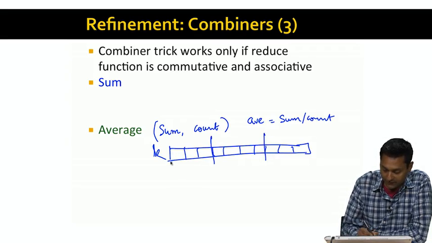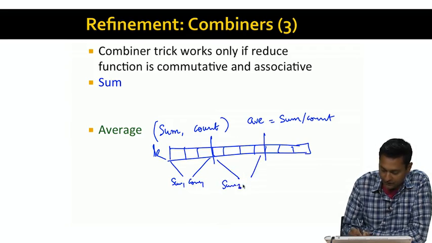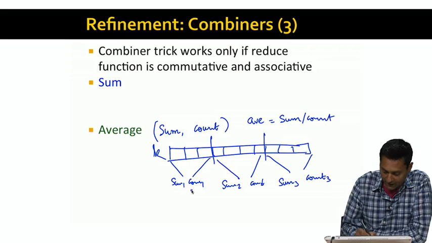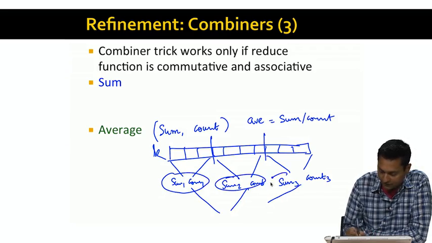Now the combiner, the first combiner computes the sum of this piece and the count of this piece. The second combiner computes the sum of this piece and the count of this piece. And the third combiner computes the sum of this piece and the count of this piece. And finally, all these values, the sums and the counts, get shipped to the reducer.